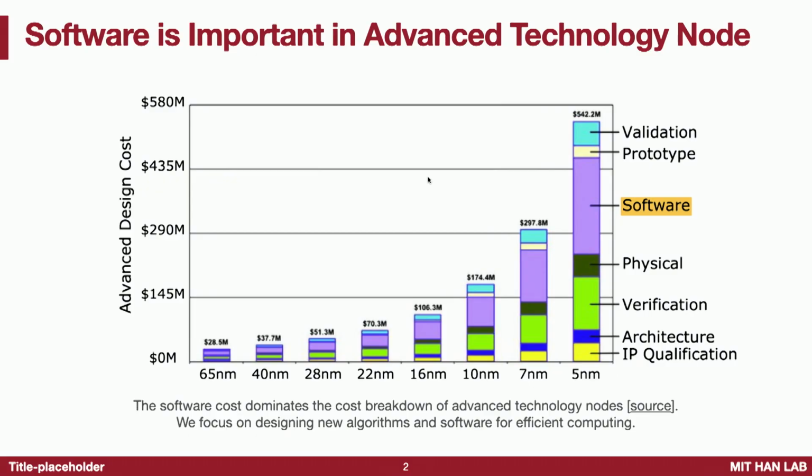So software is actually quite important in the advanced technology node from 16 nanometers, 7 nanometers, all the way to 5 nanometers. You can see the part of the software actually dominates the breakdown of the total cost for advanced technology node. The reason why NVIDIA GPU is doing so well is due to the software package, not only the hardware, but also its CUDA ecosystem, the cuDNN, the TensorRT, all the software related to map these advanced neural networks onto the hardware. So in our lab, we focus on designing new algorithms and software for efficient AI computing.